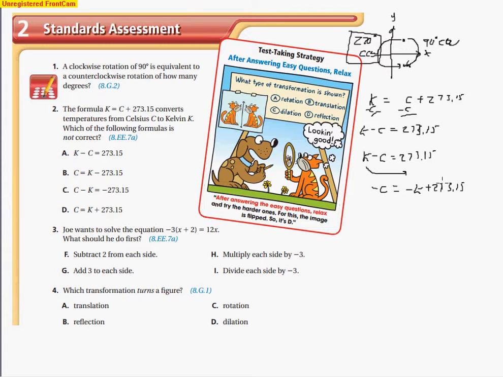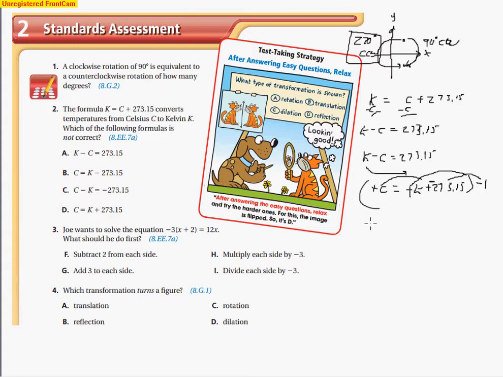So from that point, we have all the same numbers in the same spot and the variables in the same spot, but we don't have the right signs. So what we can do is multiply by negative 1, and that will switch all of those signs. It'll make the C positive, it'll make the K positive, and it'll make the negative 273. So that's okay also. Next one here, C minus K equals negative 273.